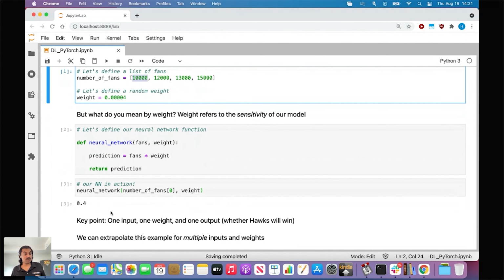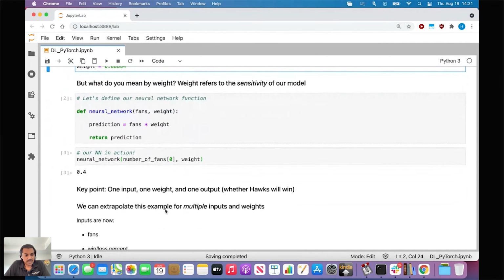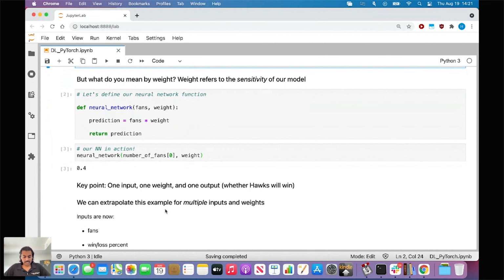And I know this is a very simple example, and obviously, depending on how you feel, maybe the fans don't have an effect on the players, right? They're not the ones shooting the basketball. But anyway, the point of this is the key architecture, the key piece of neural networks everywhere. You're going to see some kind of input. You're going to see a weight attached to that input. And then finally, that weight is going to drive your output.